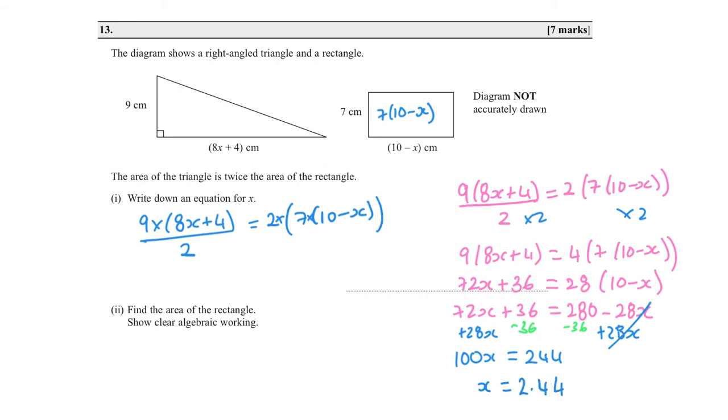Okay? So I found, it says write down an equation for x. Okay, sorry guys, I think I went really ahead. I think we just need to write down this first bit here as the equation. I'm not sure. But then we solved it for x anyway. Sorry, I went on a complete tangent.